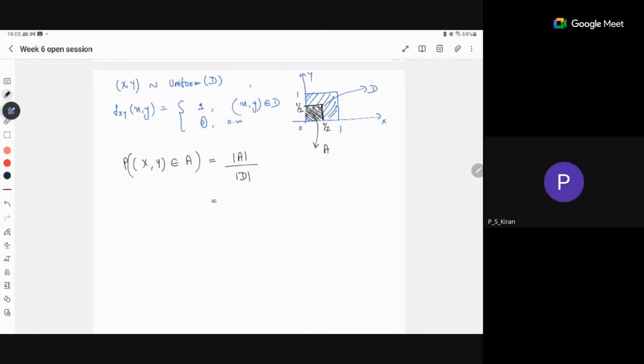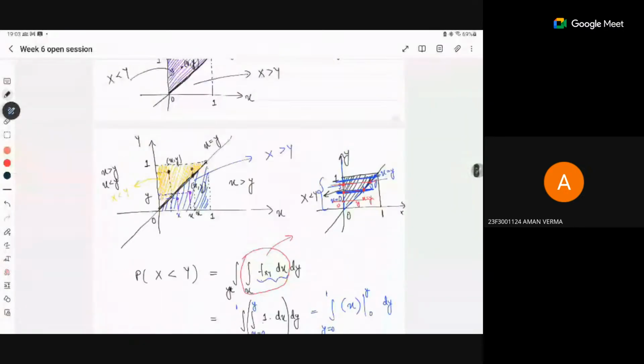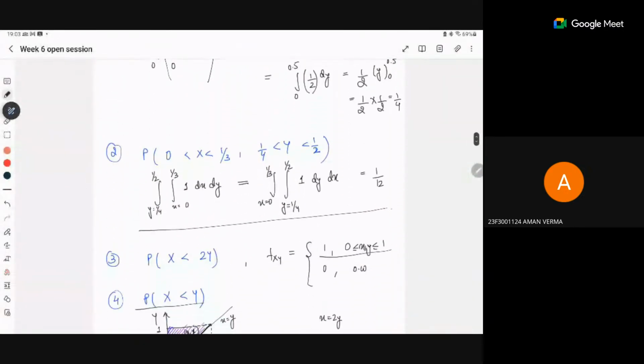What is the area of A? 1 by 4. What is the area of B? 1 by 4. So the answer is 0.25, right? And can you see that even with integration, we had gotten the same answer?